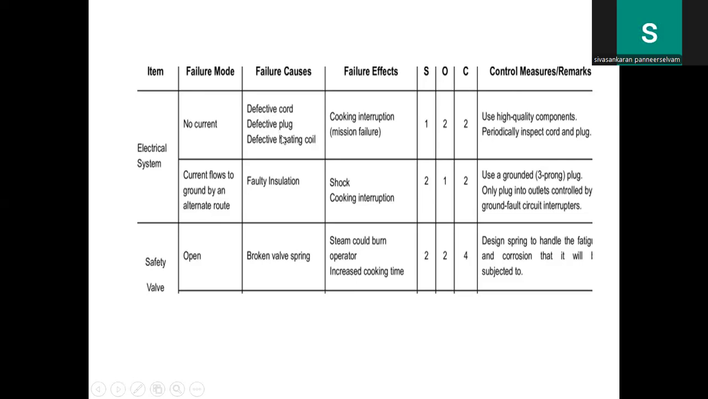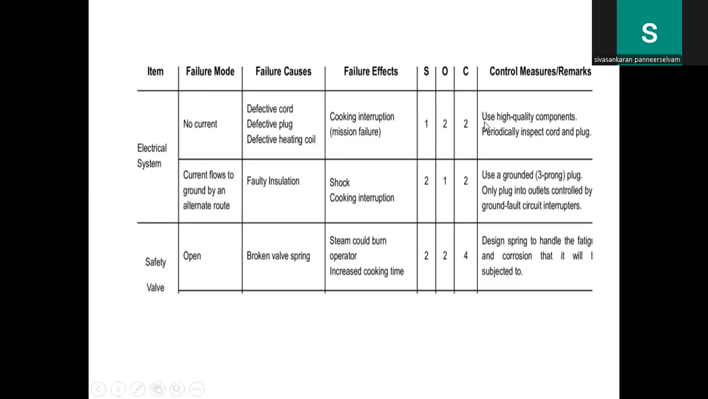These are the multiple causes we can analyze. And one common side effect induced while doing this analysis is that the cooking interruption time gets disturbed due to the possible failure causes. So it is not possible to continue the cooking operation very effectively due to no supply of current.